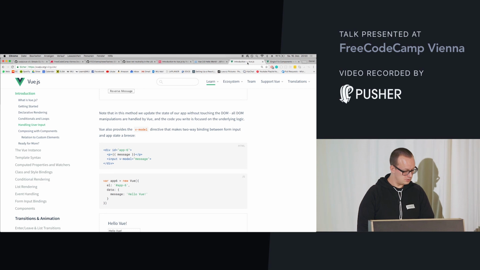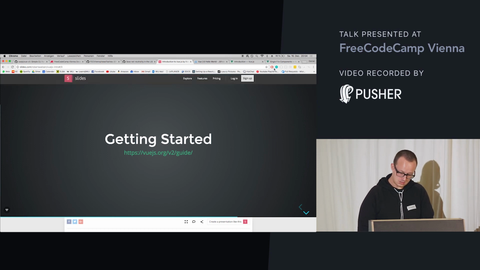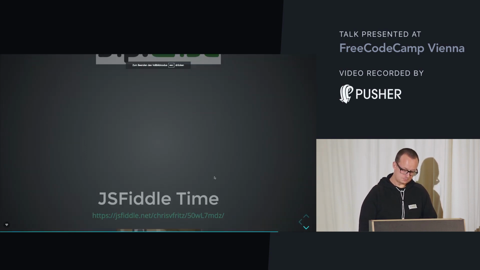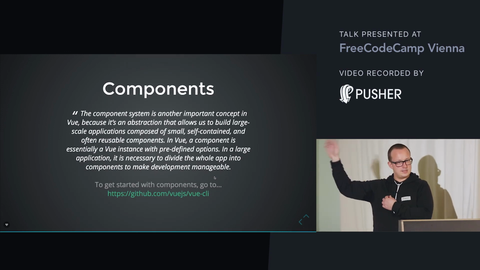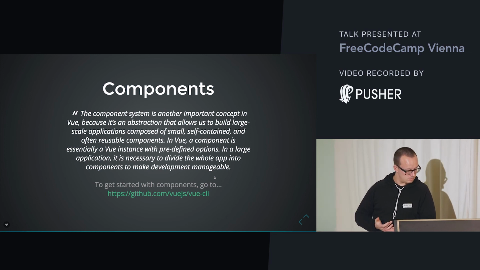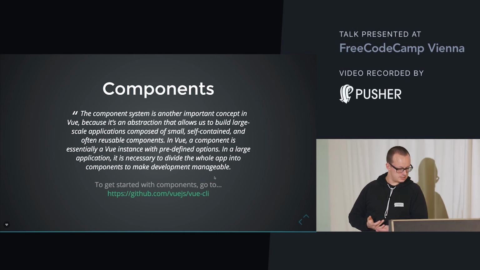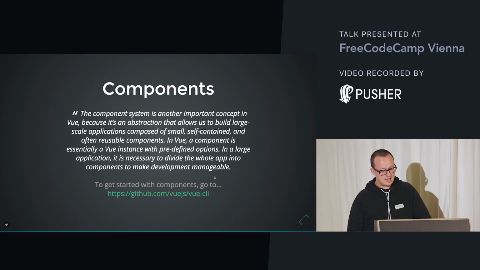I think this is a good time to round up by saying that to take this to the next level, let's have a look at an example first. No, let's do it like this. Simple. Awesome. Components, that I briefly mentioned, I will look at a quick example and then we'll round up, is a system, it's an abstraction that allows us to build large-scale applications composed of small, self-contained, and often reusable components.